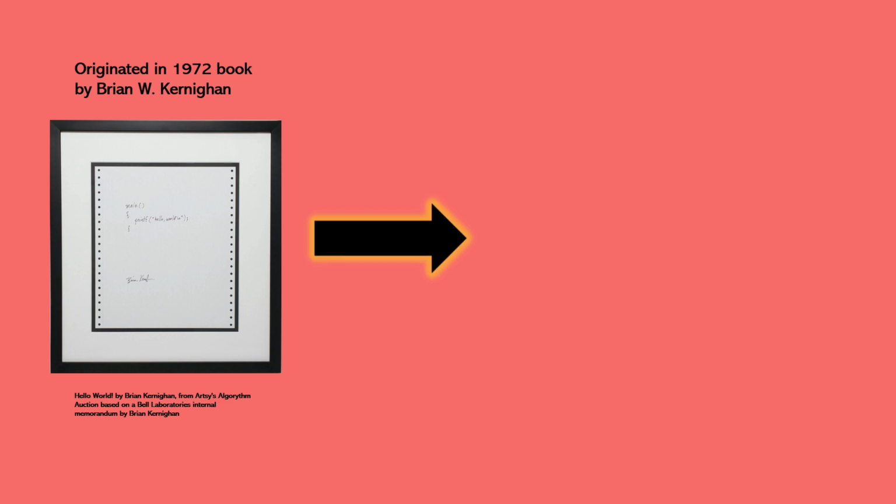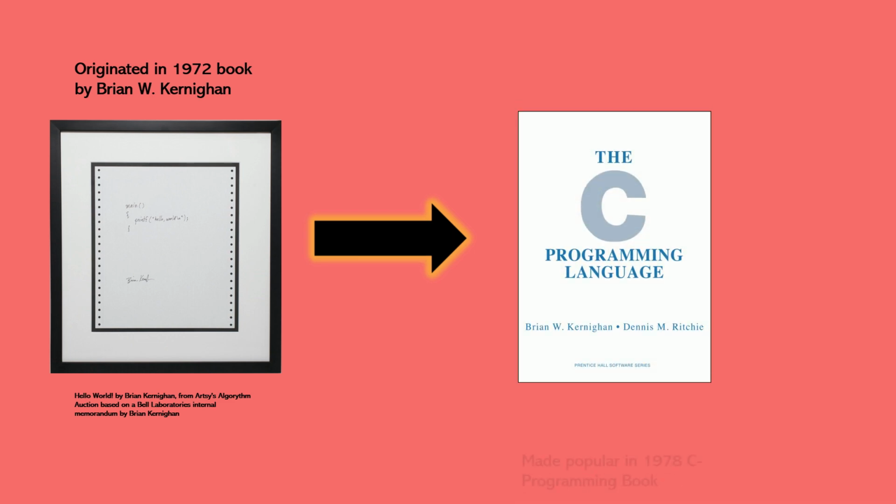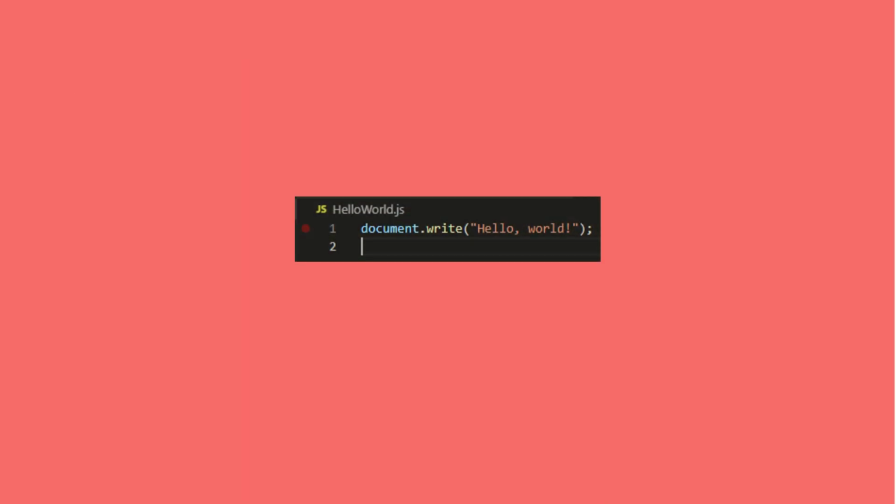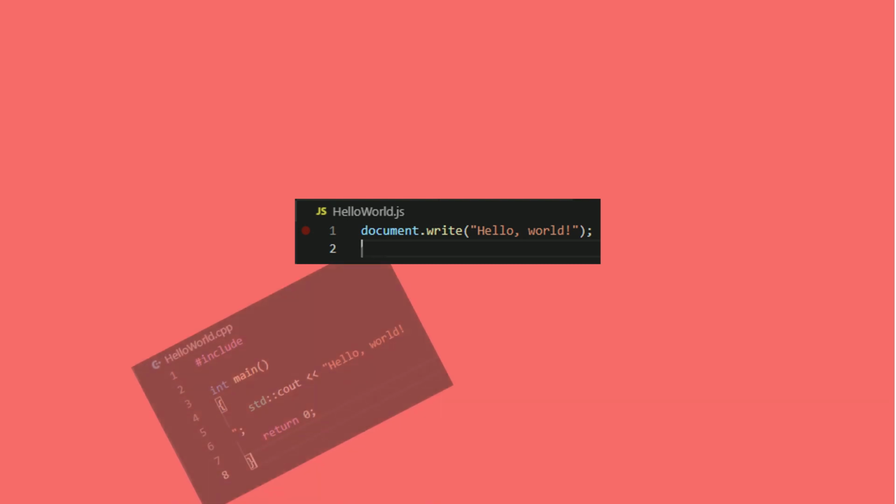So, a brief history of Hello World. It's believed to have originated from a 1972 book called A Tutorial Introduction to Programming by Brian Kernighan. However, what really made it popular was its use in a 1978 C programming book, also by Brian Kernighan, in which the first example instructed the user to create a program that output the phrase Hello World.